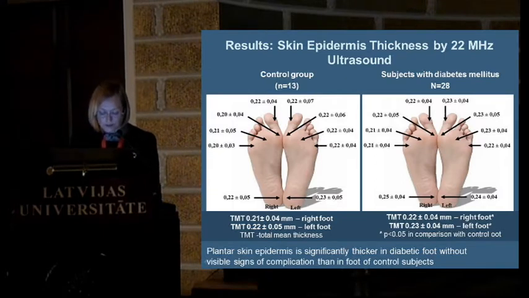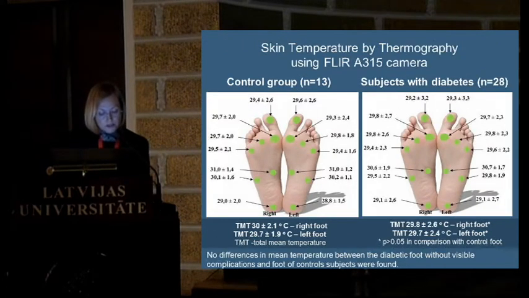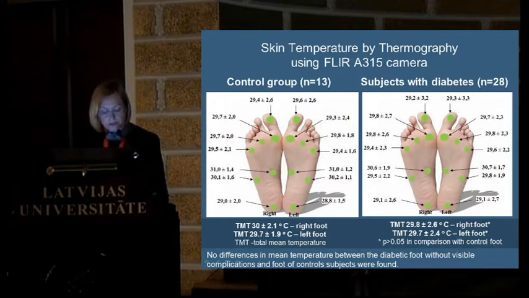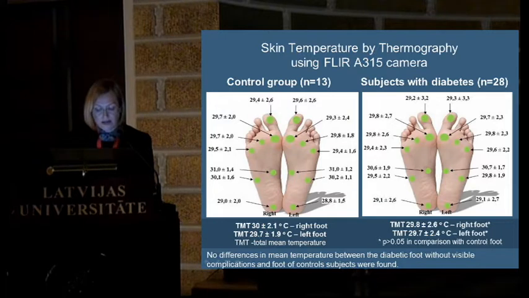In the picture on this slide, you can see the estimated mean of epidermis by ultrasound on the left and right plantar feet in control subjects and diabetics. We found that plantar skin epidermis is significantly thicker in diabetic foot without visible complication than in foot of control subjects. Correspondingly, no differences in mean temperature between diabetic foot without complication and foot of control subjects were found.